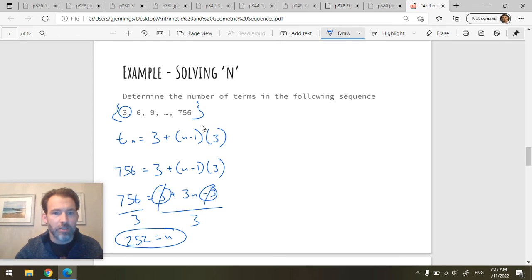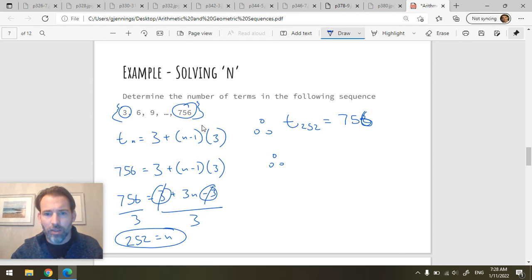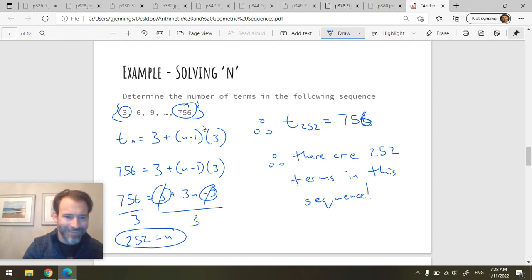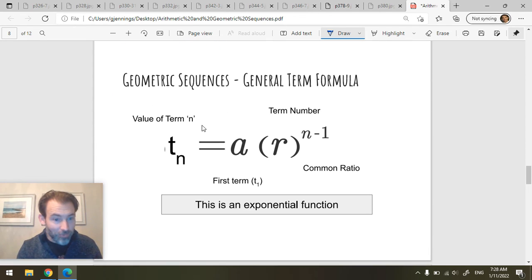Okay, so therefore the 252nd term of this sequence is 756, I'm sorry, 756, this one. So therefore, there are 252 terms in this sequence. Cool. Okay. Now, that's for arithmetic sequences.